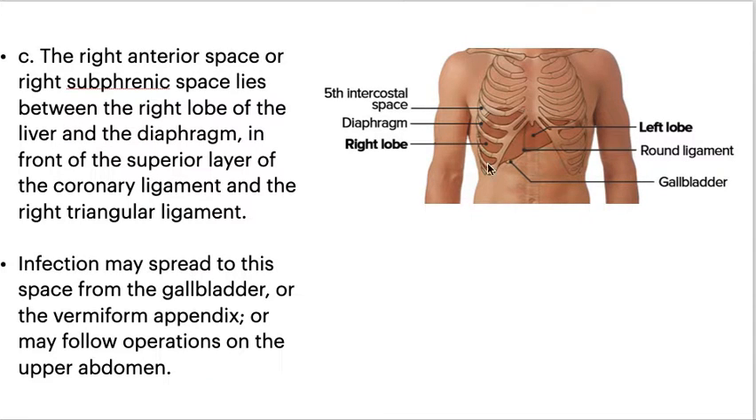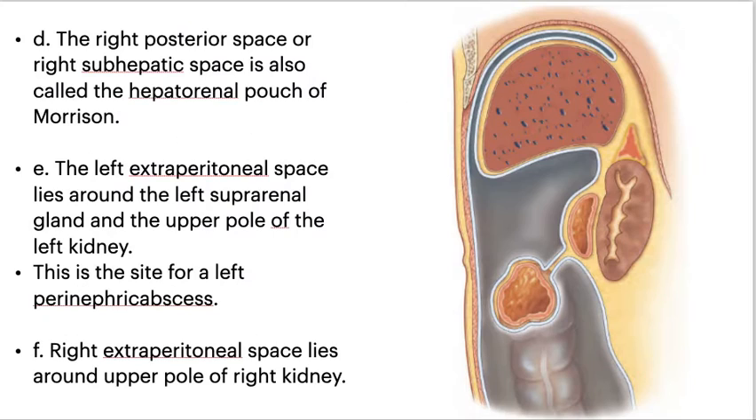Now, coming to the anterior space, the right subphrenic space lies between the right lobe of the liver and the diaphragm, in front of the superior layer of the coronary ligament and the right triangular ligament. Infection may spread into the space from the gallbladder or the vermiform appendix, or after operations on the upper abdomen. The right posterior space is the right subhepatic space, also called the hepatorenal pouch of Morrison.